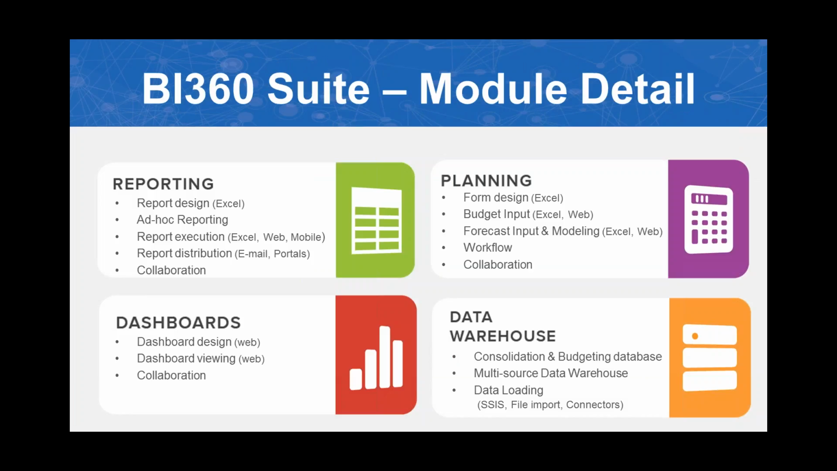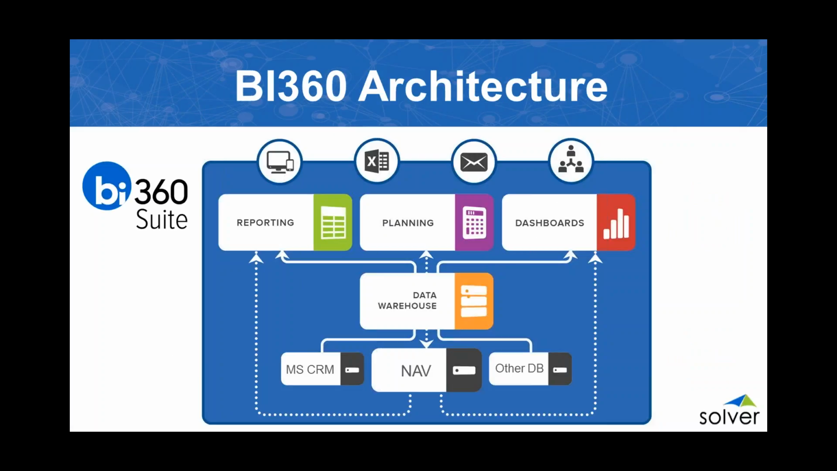So this is the Solver BI 360 suite. It's made up of 4 different modules. I mentioned reporting, planning, also known as budgeting, dashboards, and data warehouse. And of course, you'll see a few little bullet points under each. I'll be going into a little bit more detail on my next slide. So this is the BI 360 architecture, and this is a great way to see how all the modules work together and how they can make the most out of your Dynamics NAV investment.